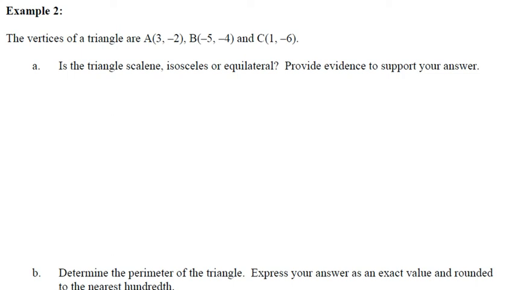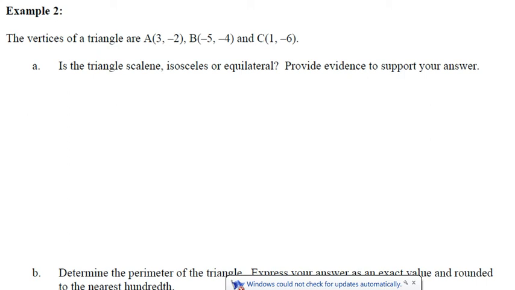Are any of those lines horizontal or vertical? No. What do I need to know to determine what kind of triangle it is? Isosceles, two sides are the same. So what do I have to find out? Distances between each point.